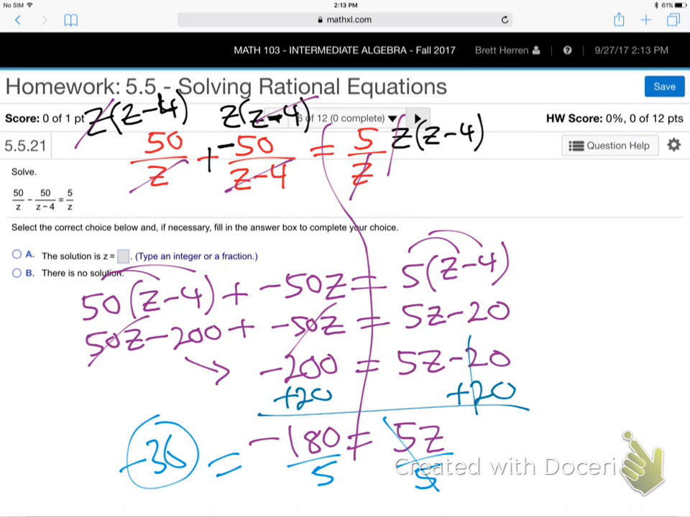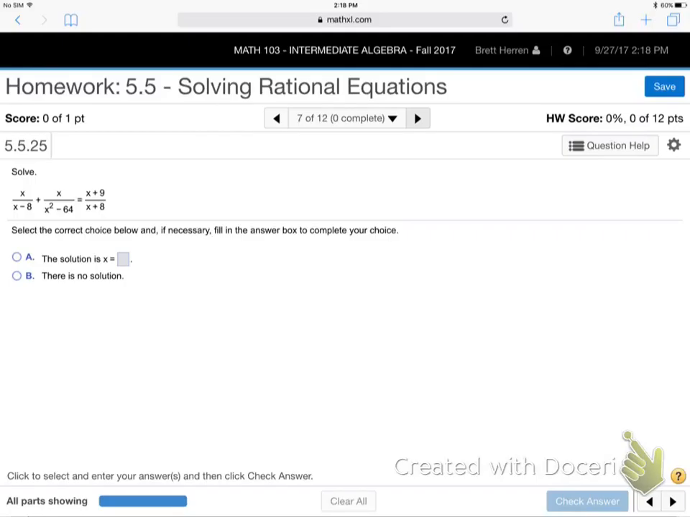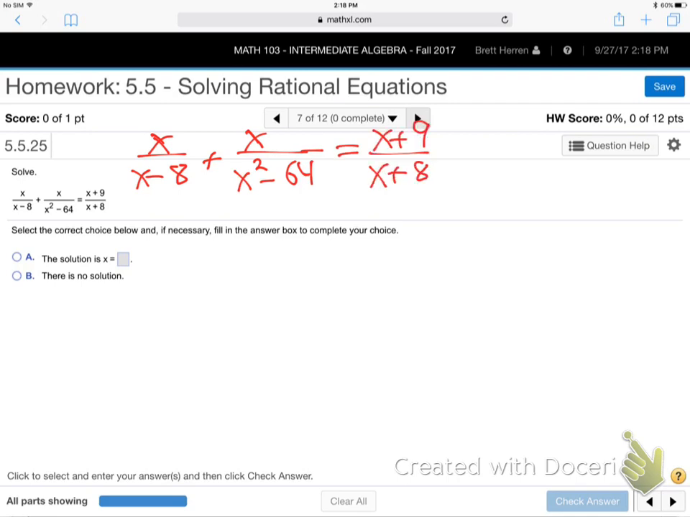All right, if you got that down, I'll move along. A little more spice in this lecture. All right, so it's going to get a little more interesting here. So, x over x minus 8 plus x over x squared minus 64 equals x plus 9 over x plus 8.